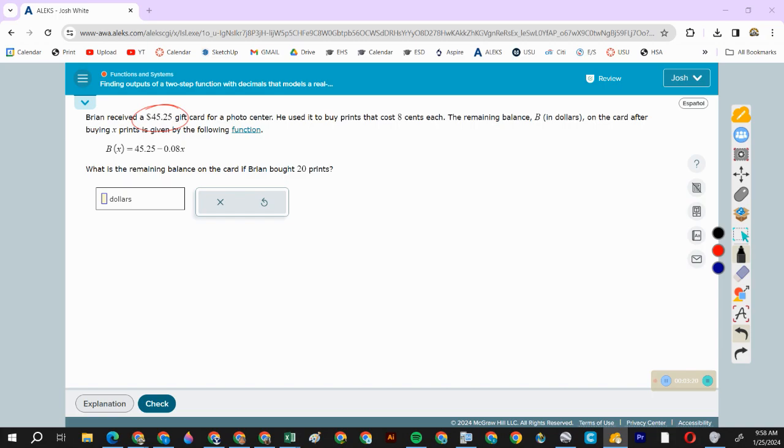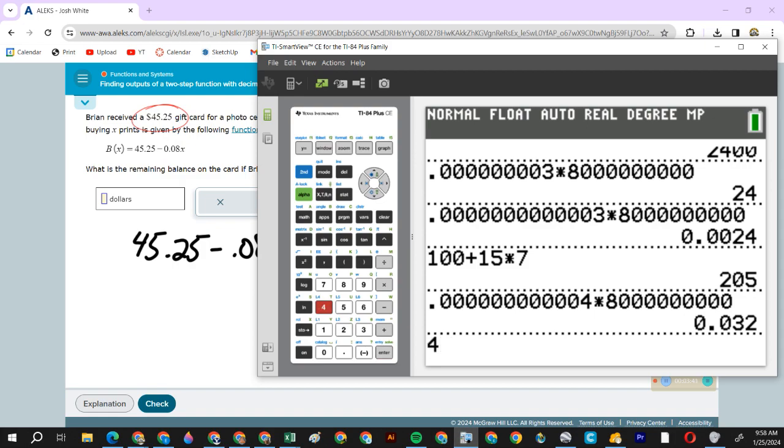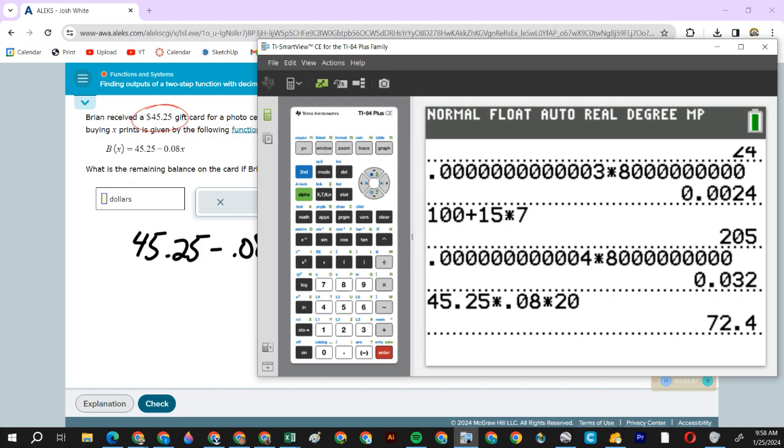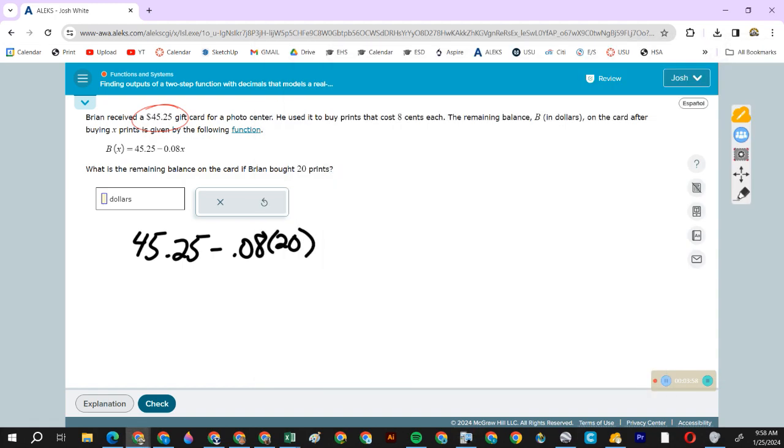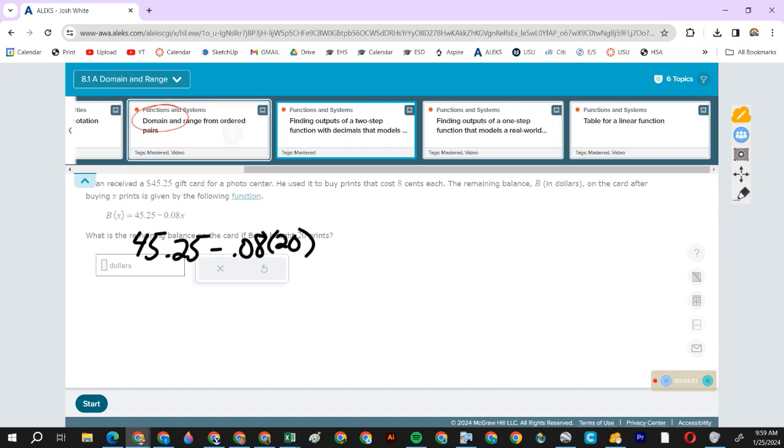And he wants to buy pictures that cost 8 cents each to print. So 45.25 minus 0.08 times 20 prints. So 45.25 times 0.08 times 20, and it helps if you subtract it instead of multiply it. And we get 43.65. Easy enough.